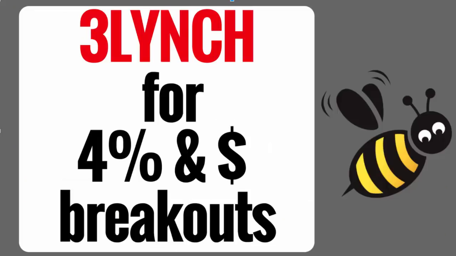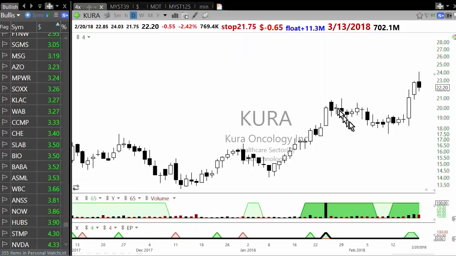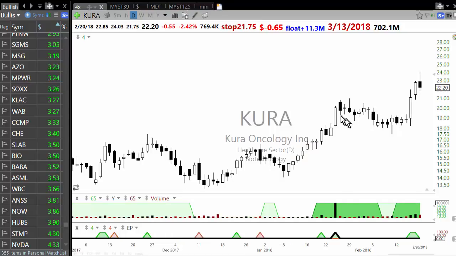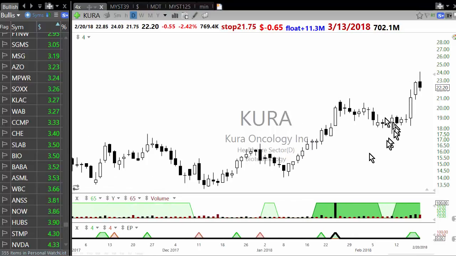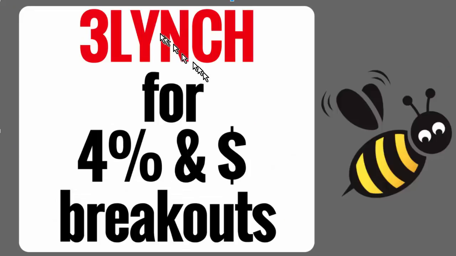And C is the quality of the consolidation. You want an orderly consolidation. You want a consolidation which is very shallow, in the sense that it doesn't take the stock too far from its recent high. And you want a consolidation where the volume is low. You don't want a consolidation where the volume is high. So that is the three Lynch criteria.